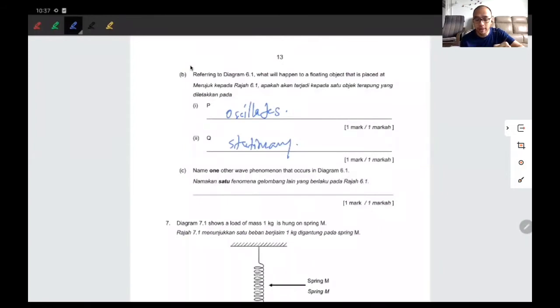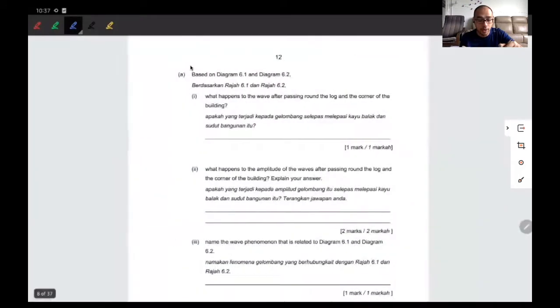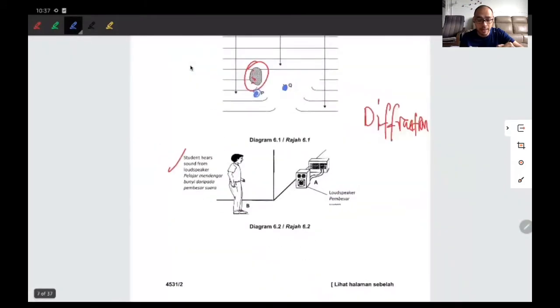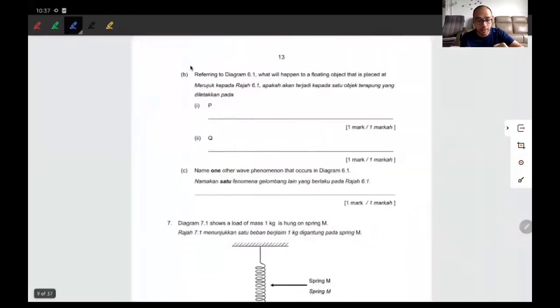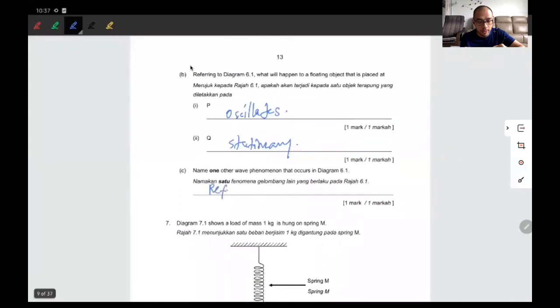Name one other wave phenomenon that occurs in diagram 6.1. In this diagram, besides diffraction, the wave passes through here and then spreads out. The wave will also be reflected back. So it will be reflection.